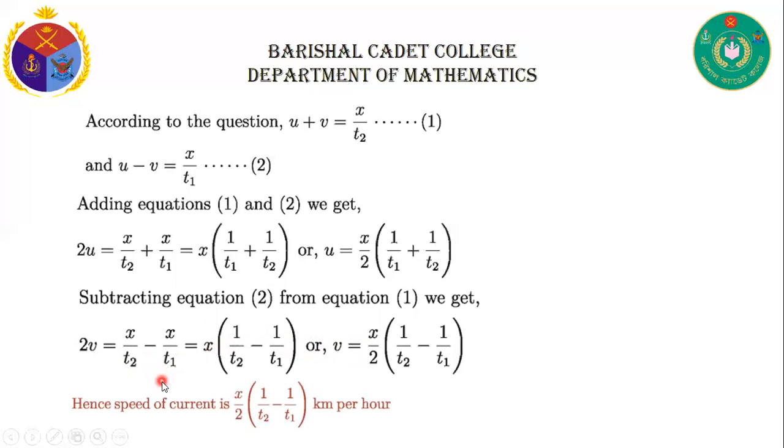And hence the speed of the current is x by 2 into (1 by t2 minus 1 by t1) kilometers per hour, and the speed of the boat is x by 2 into (1 by t1 plus 1 by t2) kilometers per hour.